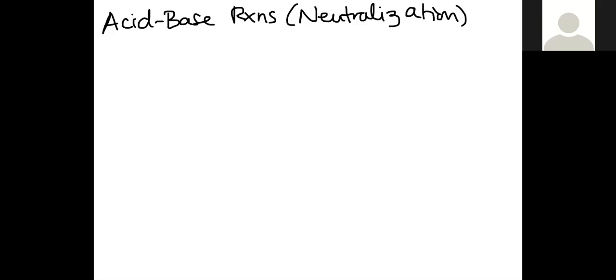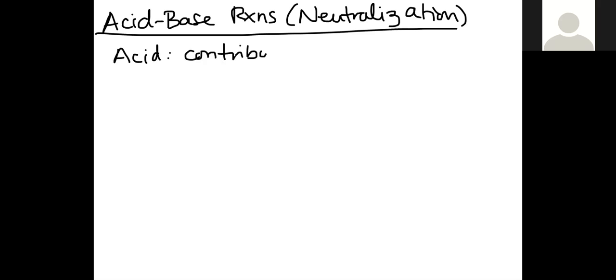Can anyone tell me what an acid is? How you identify it? Hydrogen. In our class, there are kind of layers of identifications of acids and bases. We're going with the most basic definition. It's called the Arrhenius definition. In our definition, an acid always has H plus, and so it contributes H plus to the solution when it dissolves.